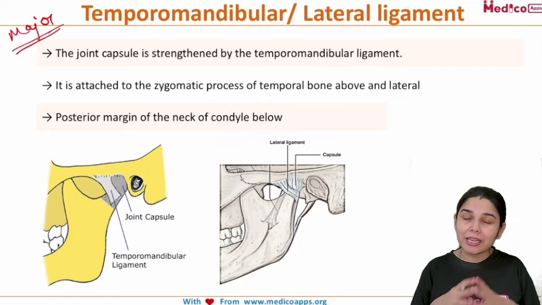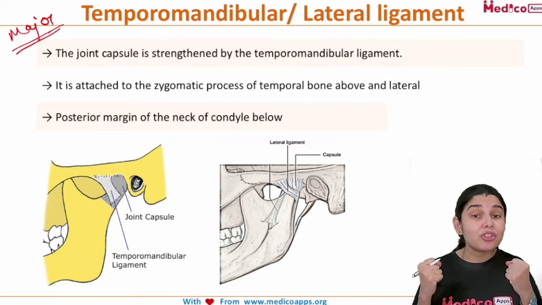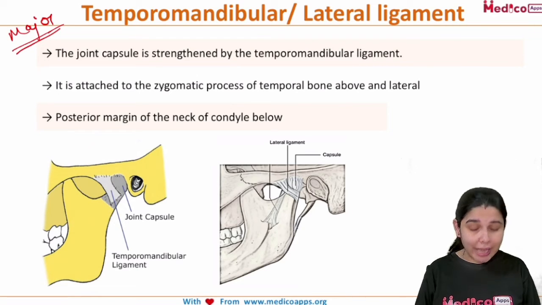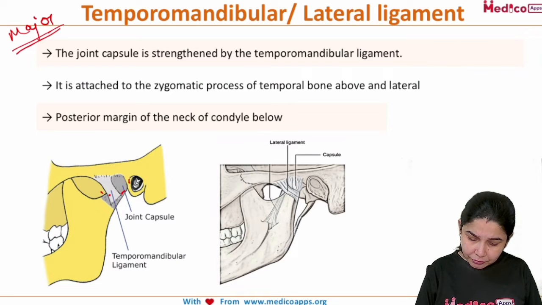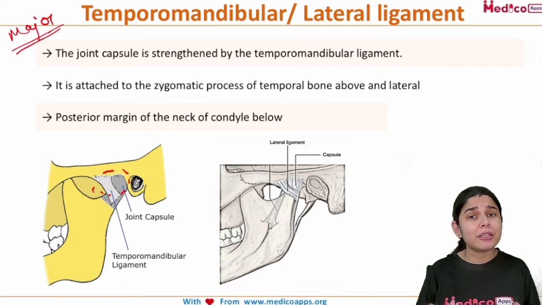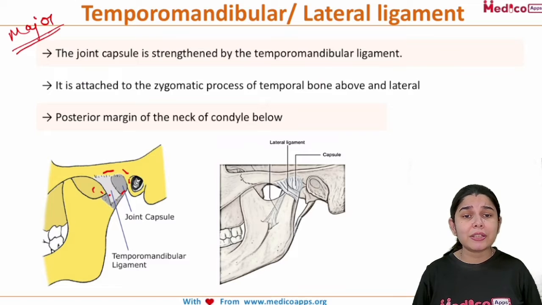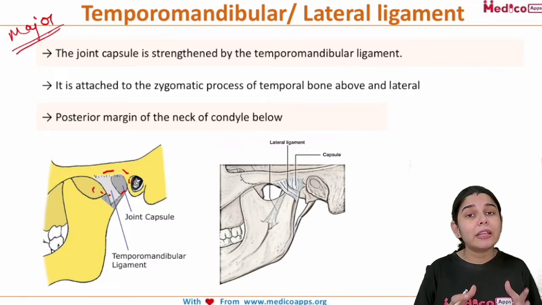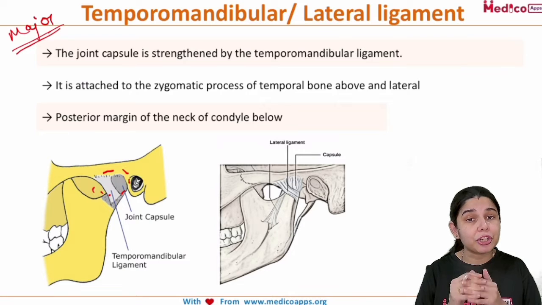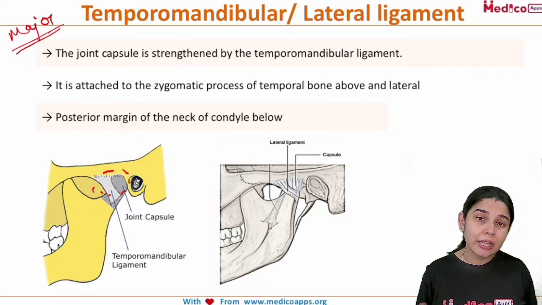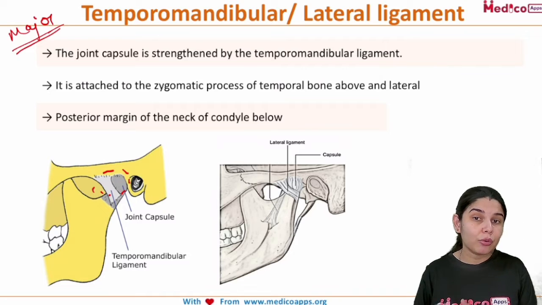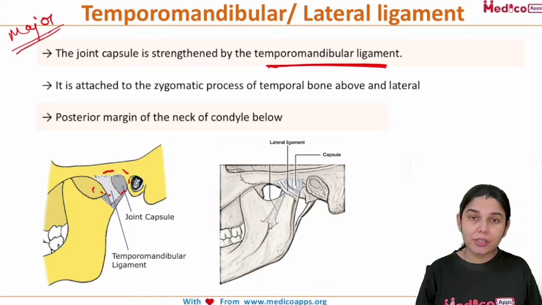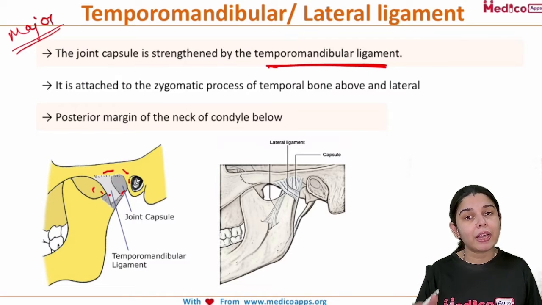This major ligament gives strength to the joint capsule. The joint capsule is a fibrous capsule which is present, keeping the mandible and the temporomandibular joint in position. So this is strengthening the temporomandibular joint capsule. This is the function of the temporomandibular or lateral ligament.